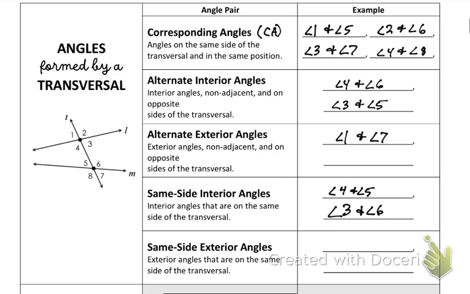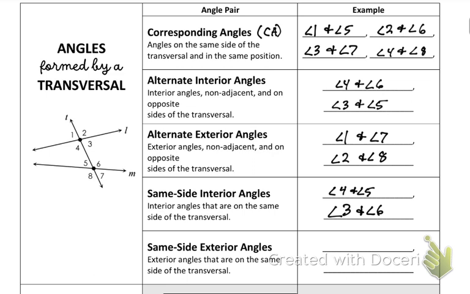What's the other one? Yeah, Chris. 2 and 8 is perfect. Angle 2 and angle 8 are perfect because 2 is way up here, and the opposite side of the transversal on the other line would be 8.